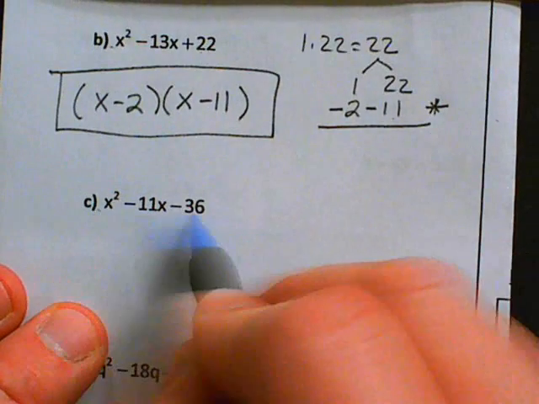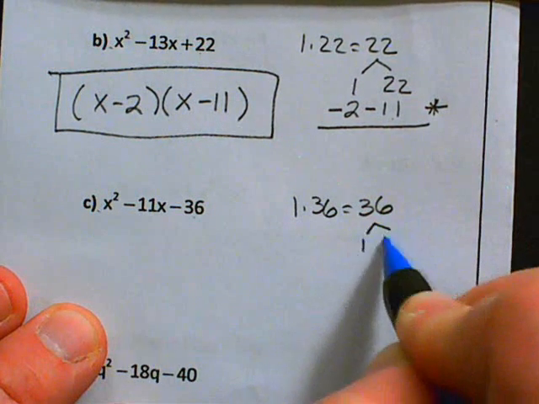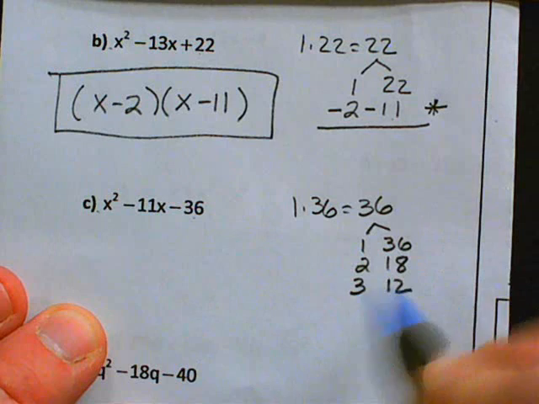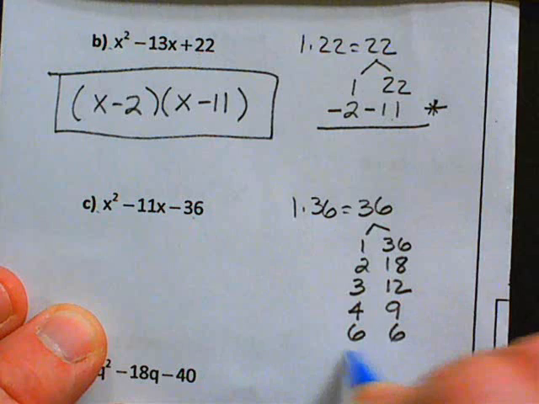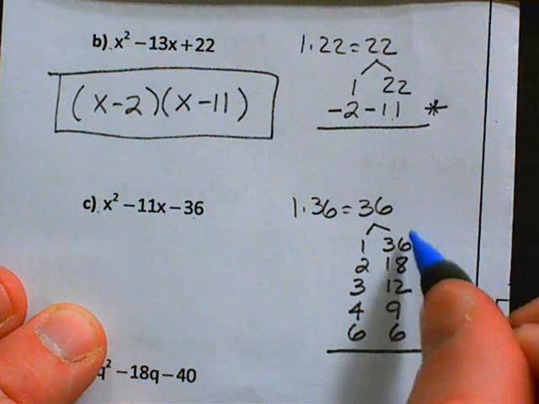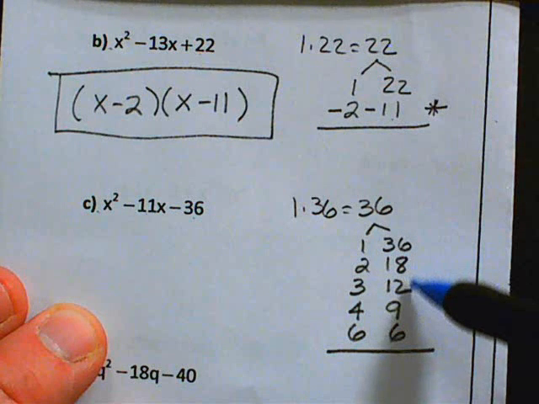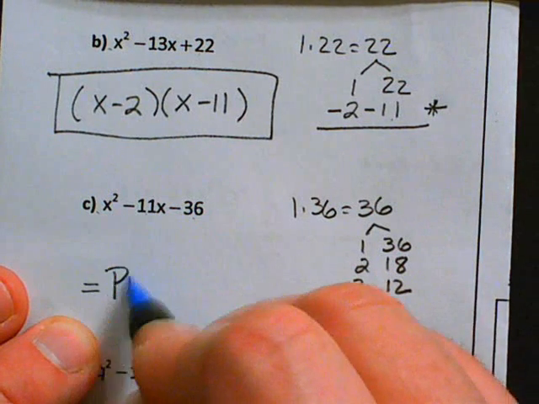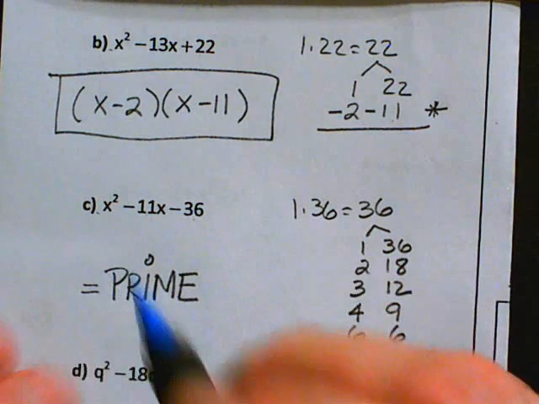1 times 36 is 36. The numbers that give me 36 are 1 and 36, 2 and 18, 3 and 12, 4 and 9, 5 does not go into 36, 6 and 6, and that's it. Now we're looking for a pair of numbers that gives me 11, and looking at this list, nothing gives me 11, so that means this will be prime. Okay, let's go on to the next one.